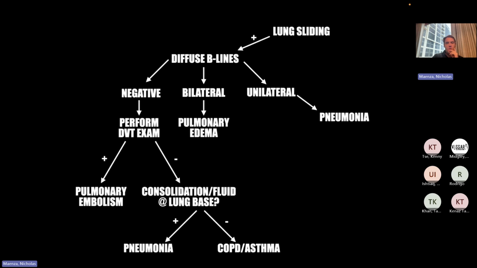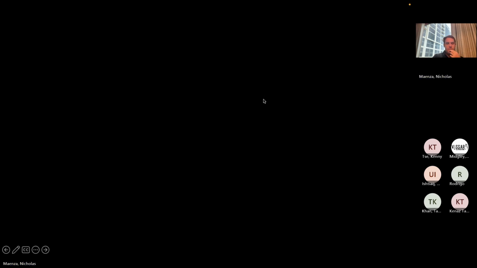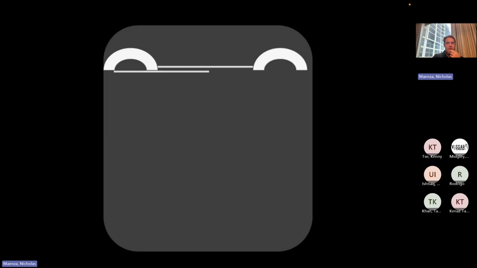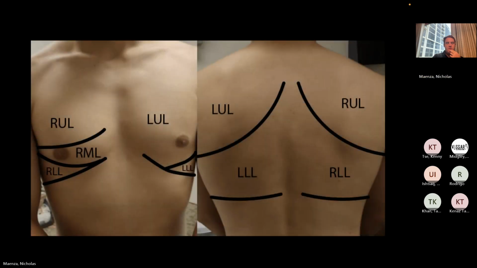Now we're going to talk about the other side. So say you go through this algorithm and you find lung sliding. At that point, you're going to look for B lines. But at this point, instead of just saying yes or no to B lines, you're really looking at: are there no B lines? Are they on both sides or just on one side? So again, you have your visceral and parietal pleura sliding back and forth. Then you're looking at B lines. Are they negative, so are there no B lines? Are they on both sides, or just on one side?